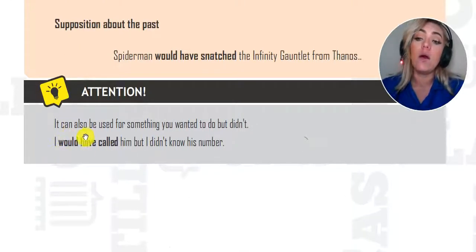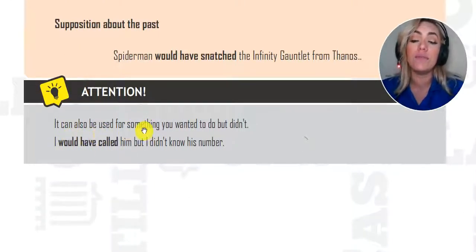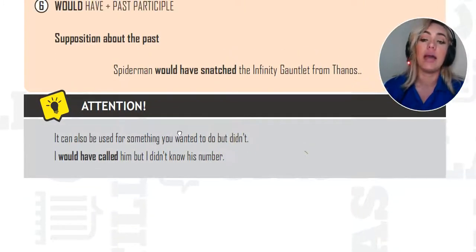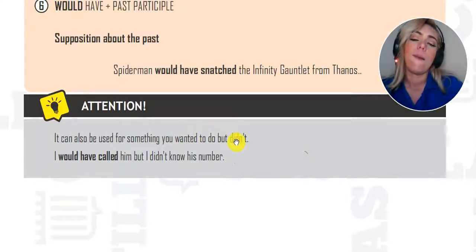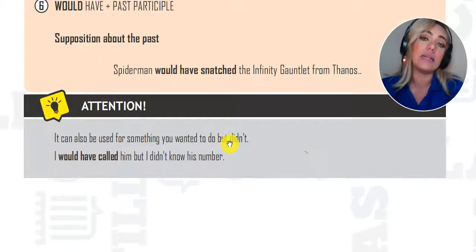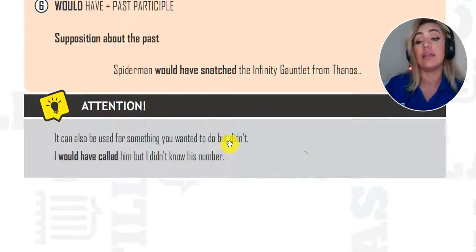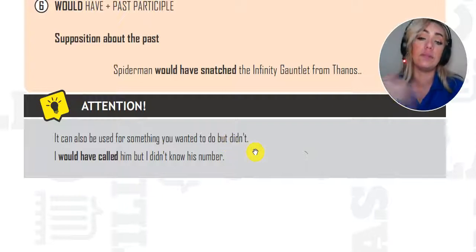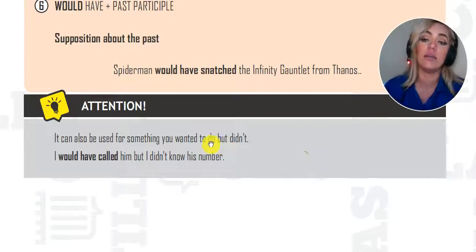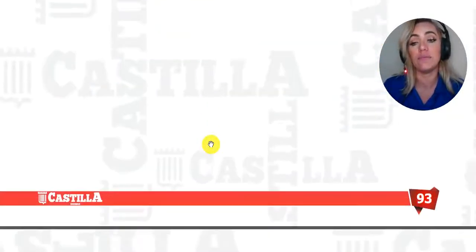Attention. It can also be used for something you wanted to do, but you didn't. Então também pode ser usado esse would have para algo que você gostaria de ter feito e não fez. I would have called him, but I didn't. I didn't know his number, so I would have called him, but I didn't know his number. Poderia ter ligado, deveria ter ligado para ele, mas eu não sabia o número dele. So it can be used for something that you wanted to do, but you didn't. Algo que você desejaria ter feito, mas não fez.